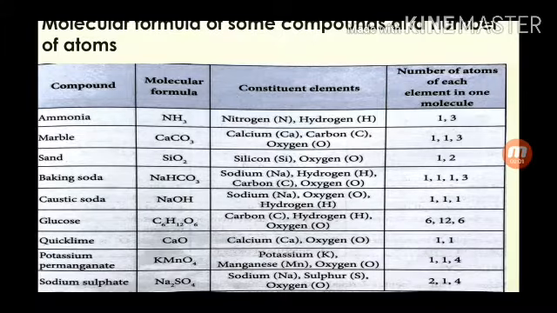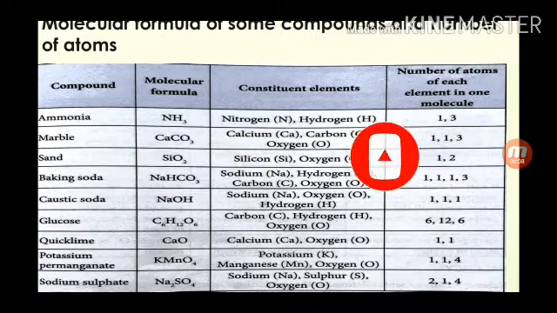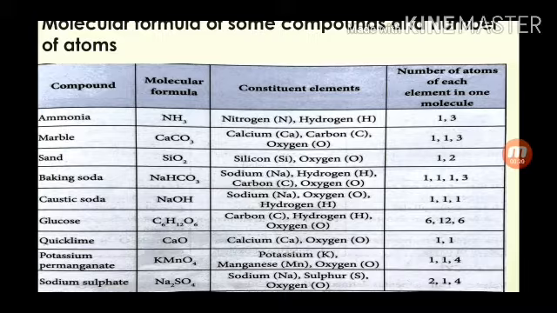Students, in the last classes we were discussing the molecular formula of some compounds and the number of atoms present in given molecules, meaning atomicity. Here these examples are given in your book; try to see what example is given. First example is ammonia. Its molecular formula is NH3, where N stands for nitrogen and H stands for hydrogen.